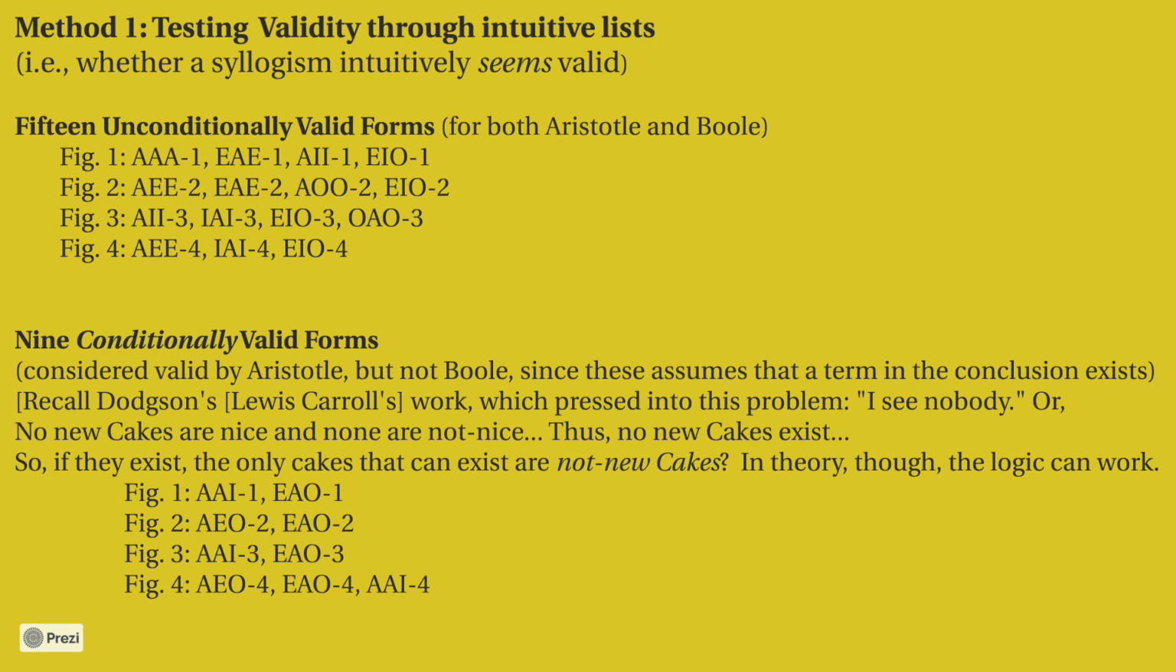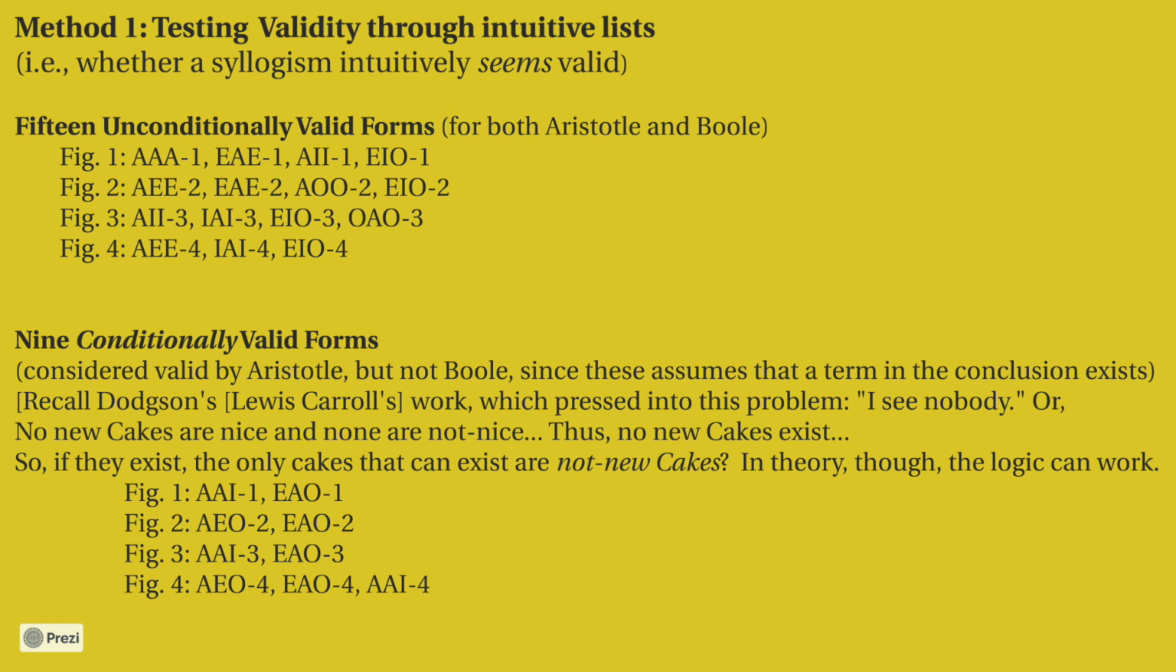However, we are not actually speaking of an existing thing, and so nothing will follow logically as it relates to existence, but only as it relates to another idea. So these nine forms are qualified valid forms. They're conditional. On the condition that there exists such a thing as not new cakes, then we can conclude that not new cakes are the only kind of cakes that exist.